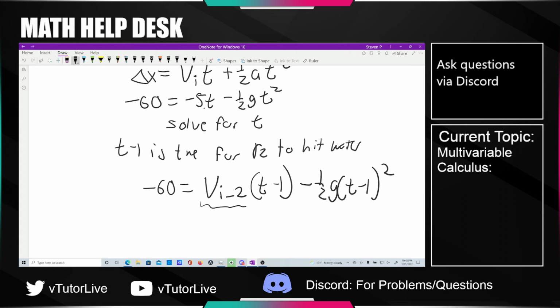Yeah, I think so. So for the first equation you gave us, we find t, and then once you find the t for that one, you subtract 1, and then you plug that into the second equation to find the initial velocity of the second one, right? Mm-hmm. Yeah.